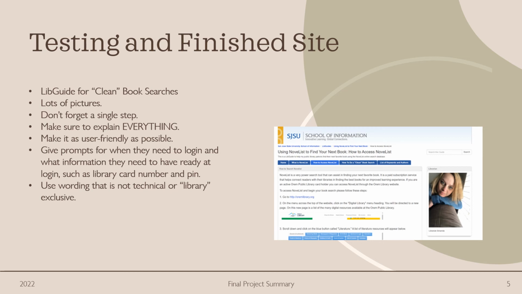I also wanted to make sure that I did not forget a single step in the process. Again, I don't want to bog people down with lots of jargon and don't want to assume that they know things, because chances are they don't. So it's important that we put every step in there as possible to give them a good user experience and to make it as user-friendly as possible. Part of that was just making sure to explain everything. Again, you just can't assume that people know things. You have to treat it like you're talking to someone who's using this for the very first time, because chances are they are using Novelist for the very first time.